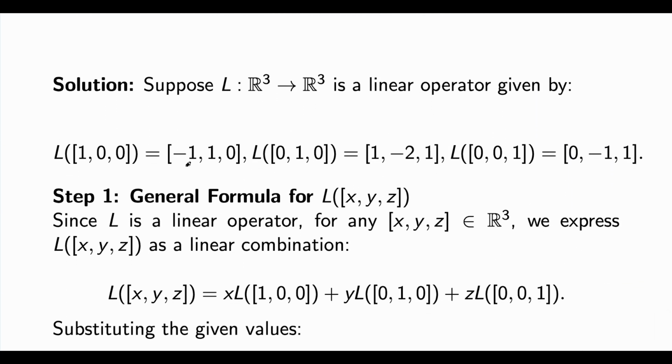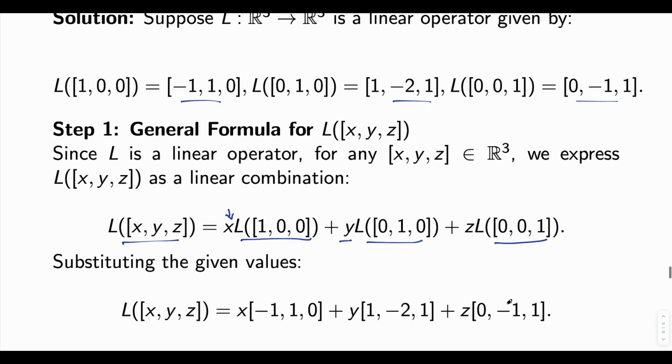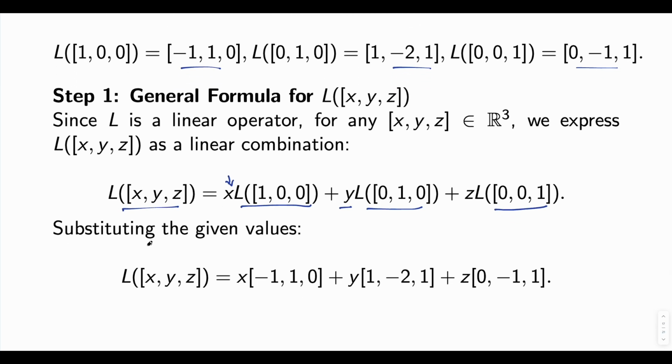So since this is given already, the general formula for constructing this is: L of (x plus y plus z) is equal to x times L of (1, 0, 0), plus y times L of (0, 1, 0), plus z times L of (0, 0, 1), right? We will substitute these values. Already these values are given.